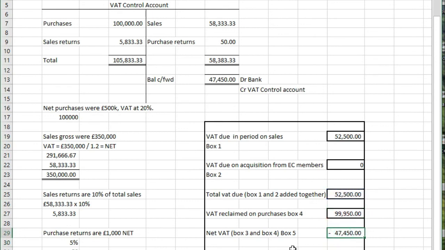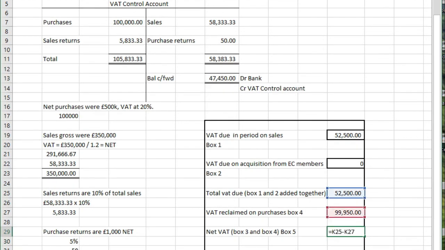So in this case, we have an amount due from HMRC of 47,450. But when you actually complete this, you don't want to have a negative. So when you actually fill in the form, you don't put a negative. Just to get that out, I'm just going to put a bracket around here.